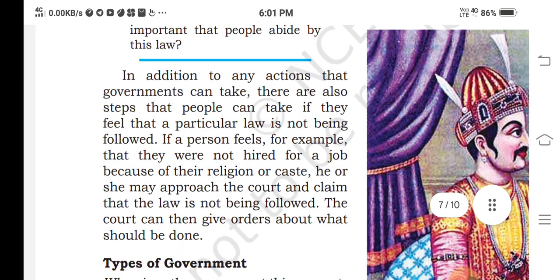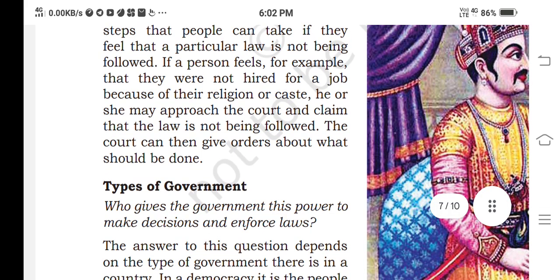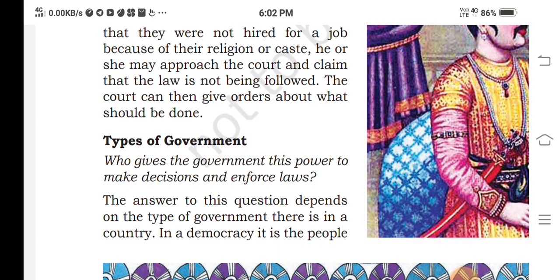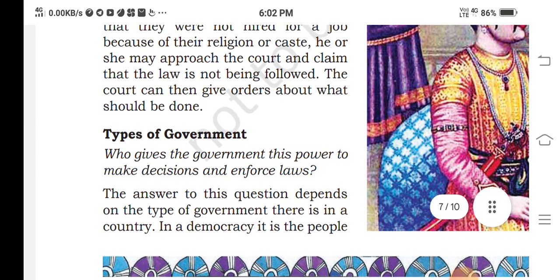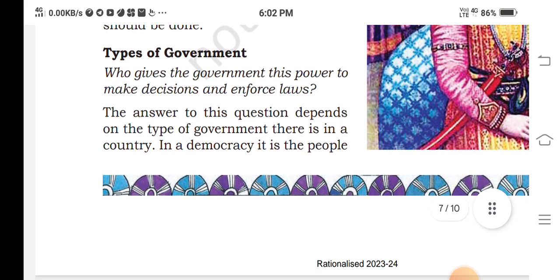In addition to any action that government can take, there are also steps that people can take if they feel that a particular law is not being followed. If a person feels, for example, that they were not hired for a job because of their religion or caste, he or she may approach the court and claim that the law is not being followed. The court can then give orders about what should be done.